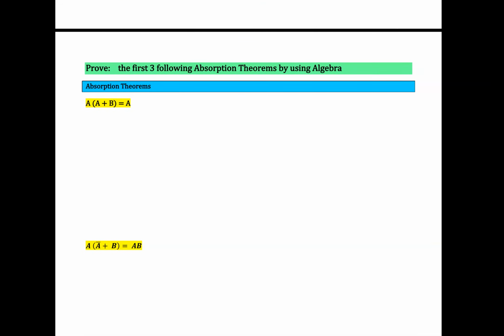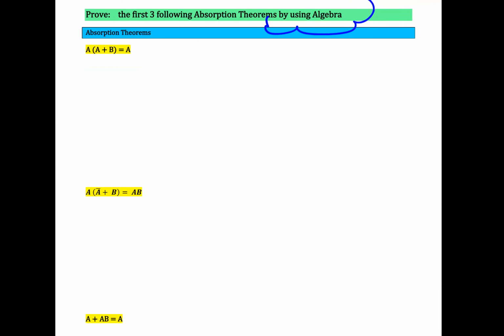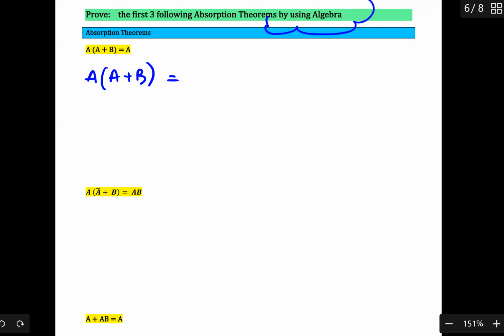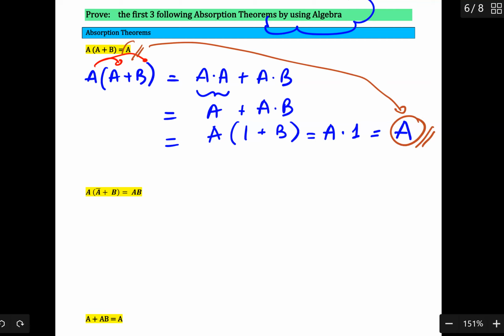Okay, I will prove the first 3 absorption theorems using algebra. So using algebra, what I will do, I repeat this, and as soon as you see the bracket and factors, you should multiply everything inside the bracket. So A dot A plus A dot B. A dot A is equal to A and plus A dot B again. And you can factor out the A's now, so it's 1 plus B. So 1 plus B is equal to 1. So you have A dot 1. So in the end, you have it equal to A. So there it is. They are proven equal to each other.